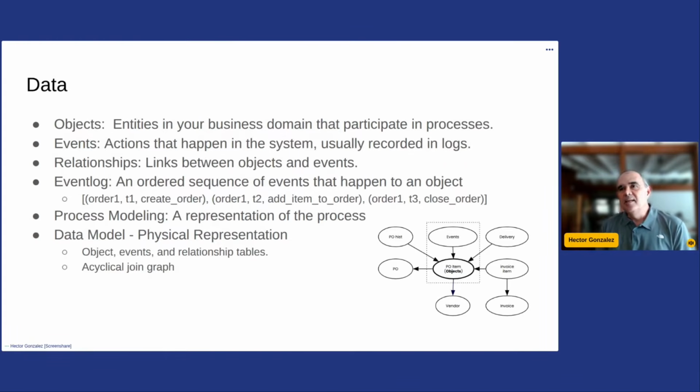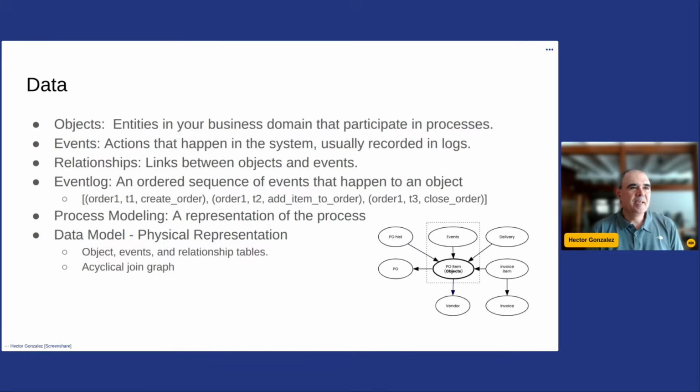What is the data that we work on? Basically, it's just two things: objects and events. Objects are just entities, like a purchase order item or a delivery. And then we have events, which are basically actions that happen to an object. We have relationships too, which are end-to-end joins between objects and event tables.